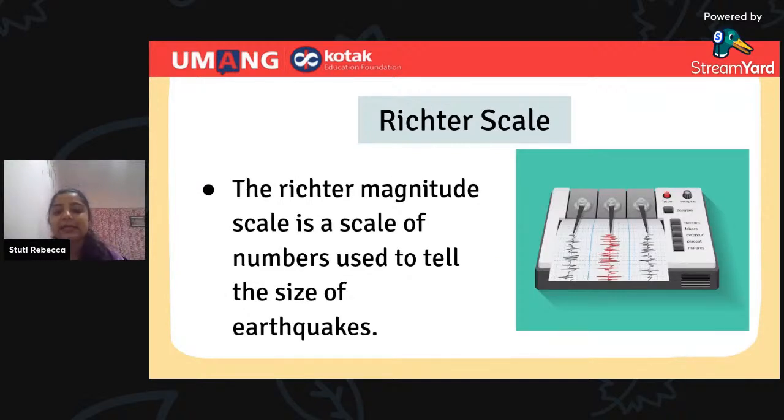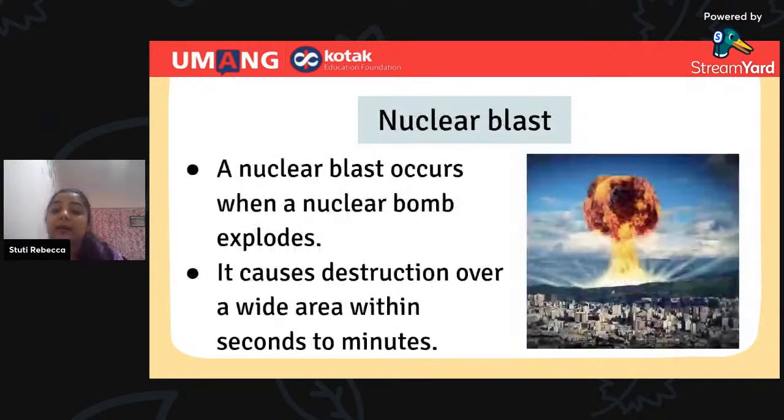The next one is Richter scale. Now, this is very easy and very understandable. The Richter scale is a magnitude scale of numbers which is used to tell the size of the earthquakes.